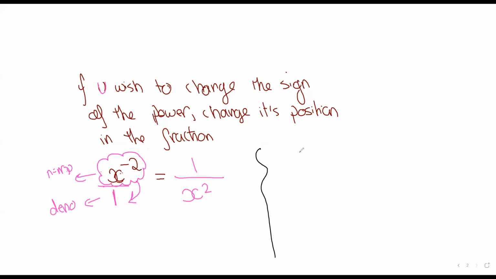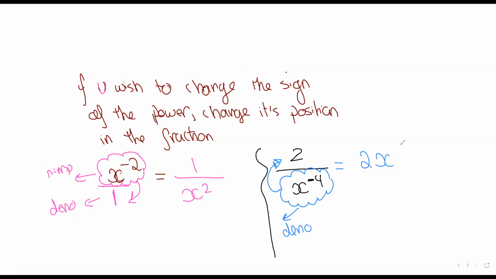Let me give you another example. If I have, for example, 2 over x to the power of -4, such a question, and I am required to change this into a positive power. Now, if you look, this item has a negative power, and the x over here is a denominator. So if I want to change the sign from -4 into +4, all I need to do is send it up next to the 2. So it becomes 2x to the power of 4.